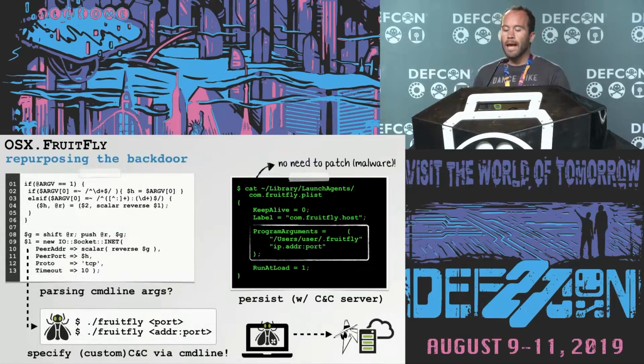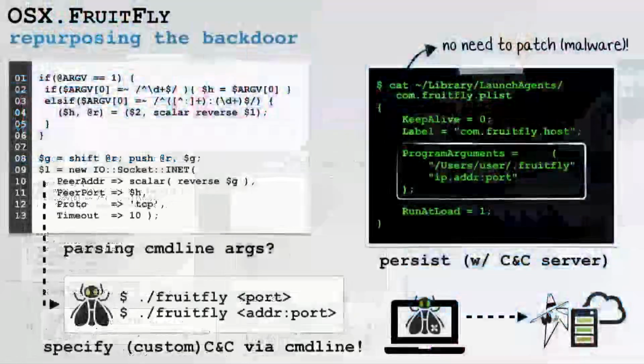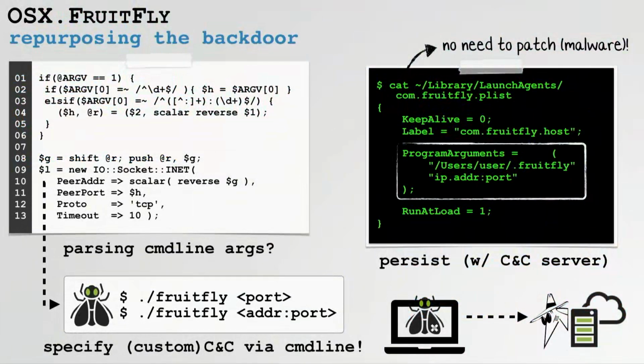Fruitfly is actually written as a Perl script, though it's highly obfuscated. If we take a peek at the backdoor, we can see logic that processes command line arguments. That is to say, the script will check if it's been invoked with certain command line arguments, parameters, or flags. Turns out it's looking for a port, or a port and IP combo, of the command and control server to connect to. So this means if we specify our own via the command line, we don't actually have to modify the Perl script or the malware binary itself.